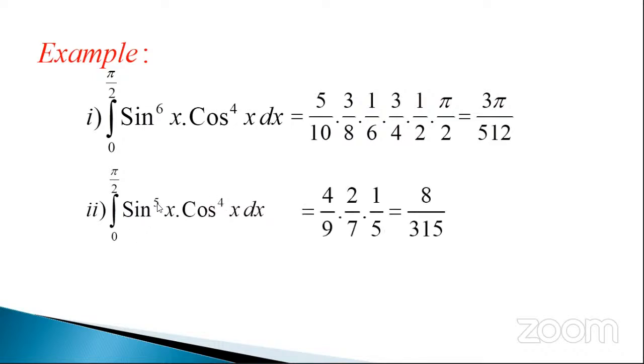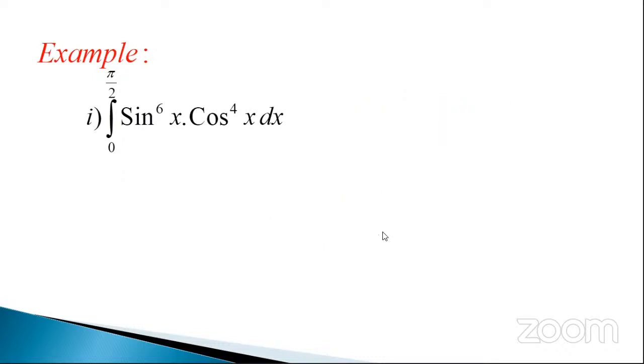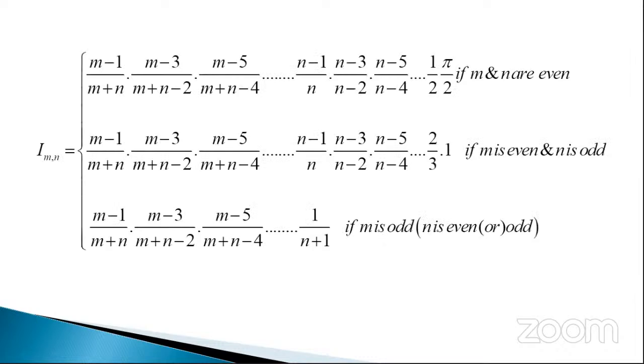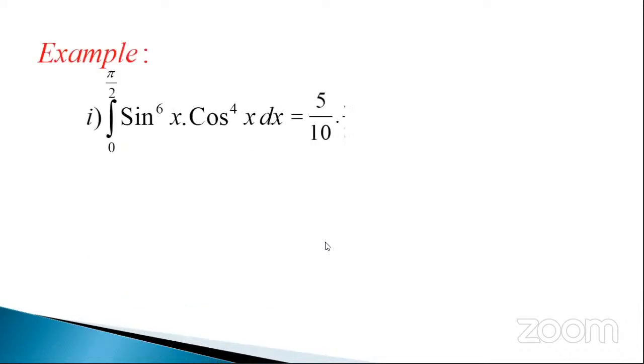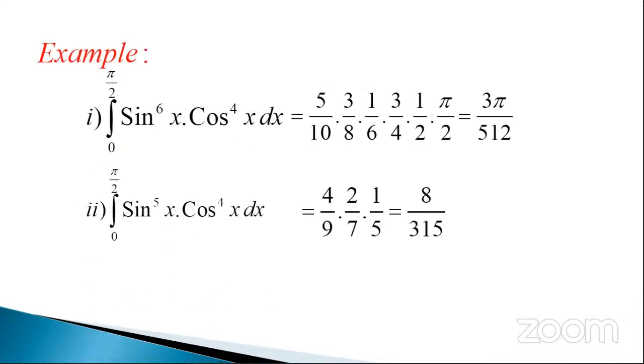5 minus 1 means 4. 4 by m plus n, 9. 2 by 7. 1 by n plus 1 means 1 by 5. If m is odd, whether n is even or odd, whatever it may be, the last term is 1 by n plus 1, which means 1 by 5. Now you can simplify it. The answer is this one.